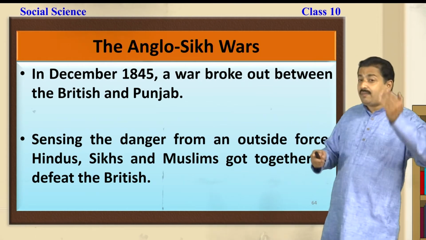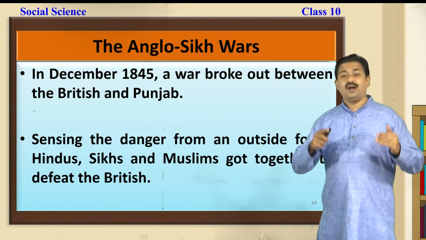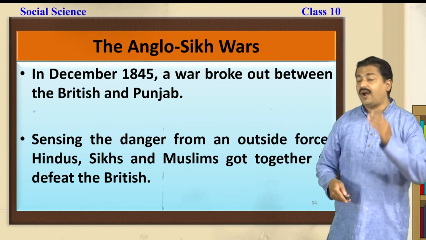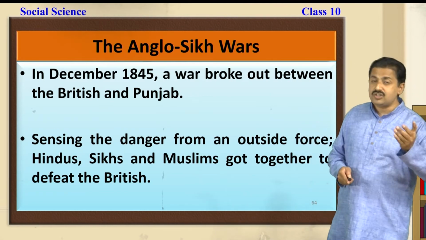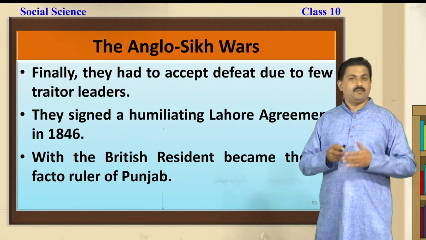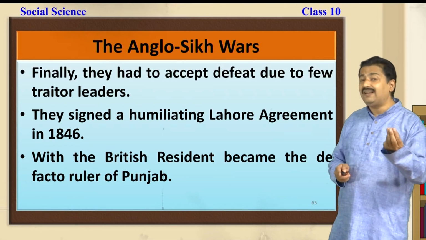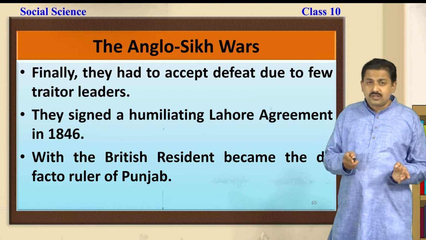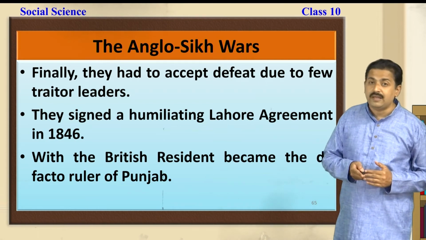Sensing the danger from an outside force, the people of Punjab, particularly Hindus, Sikhs and Muslims, got together and tried to defeat the British. They tried to fight out the British in the first Anglo-Sikh war, but they were not as powerful as the British army. They were not well equipped and not well organized. Therefore, they were all defeated. They had to accept the defeat due to a few traitors of Punjab, who were responsible for the defeat of the Punjab army.